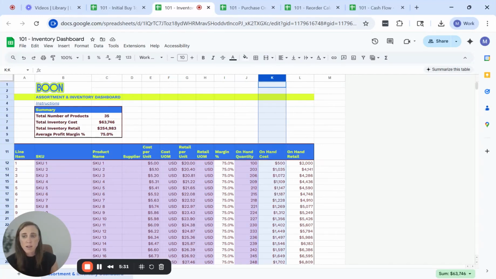This can help you see where maybe some of your cash is being held up in a few certain SKUs that you can then make a strategy for to work through. It's a good place to look at, again, in some regularity in order to keep track of your inventory.